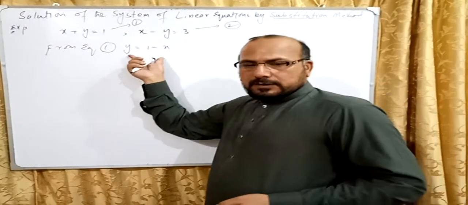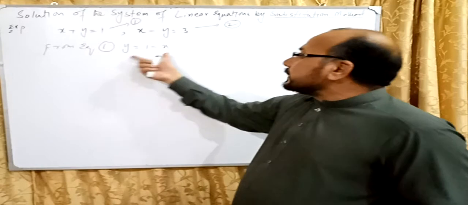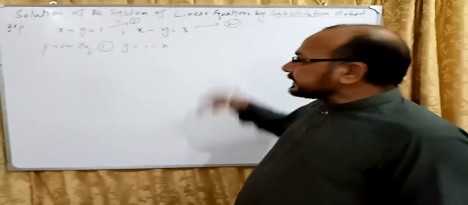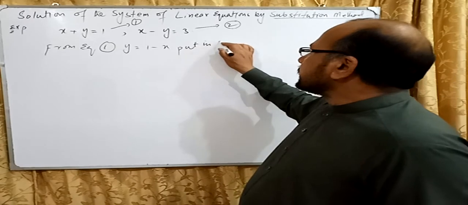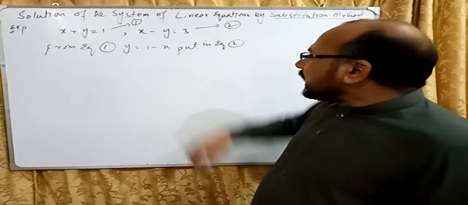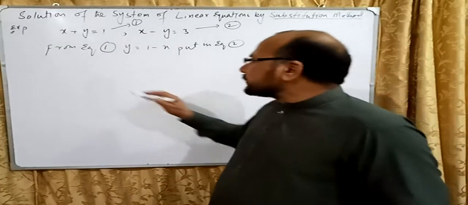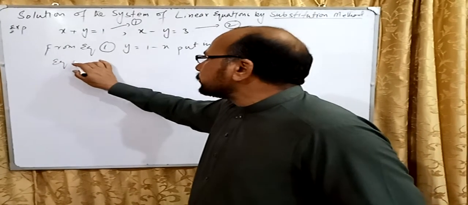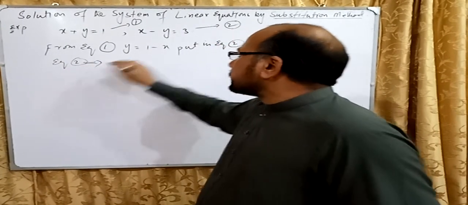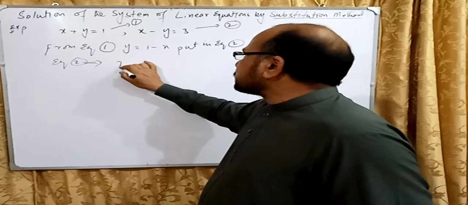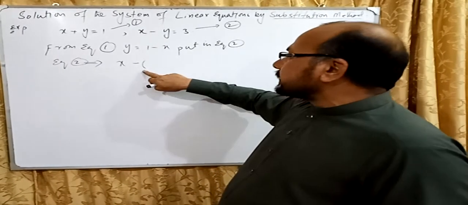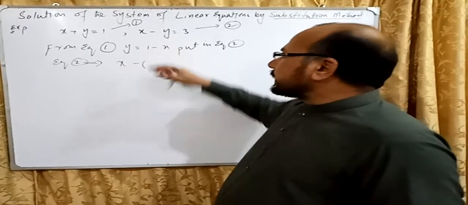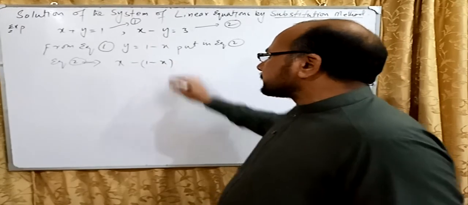So this will be the value of y. Now replace this value in another equation, that is equation number 2. So here you should write put in equation 2. After putting in equation 2, equation 2 will become like this. Look at equation 2. X will remain unchanged, minus will remain unchanged. Here you will put a bracket and you will put the value of y, which is 1 minus x.